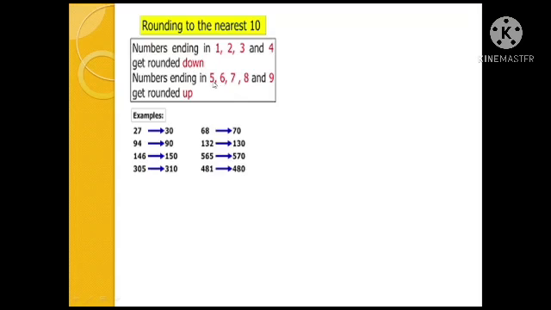If the number ends with 5, 6, 7, 8, 9, it gets rounded up, you have to increase the number. If it ends with 1, 2, 3, 4, you have to reduce the number. If it ends with 5, 6, 7, 8, 9, you have to increase the number. Like see here, rounding of 27. That is the tens place we are going to change. To do the tens place, we have to see the ones place, not the tens place. Ones place we have 7.